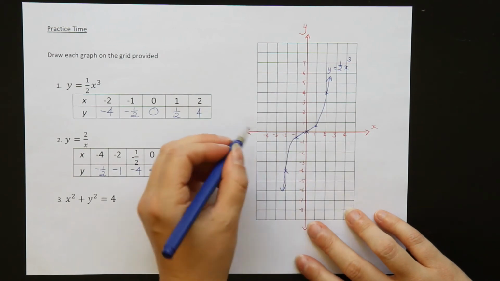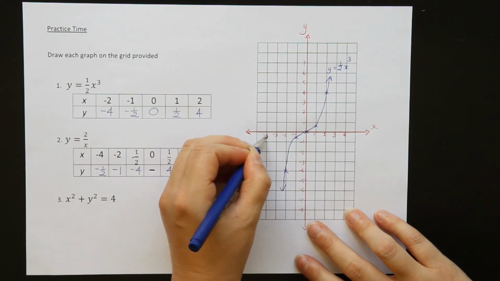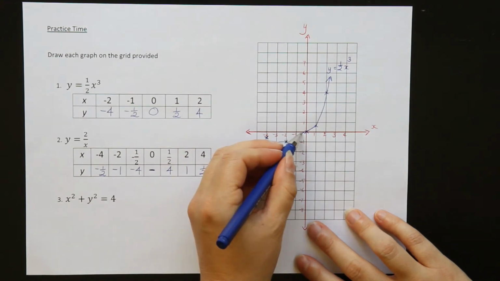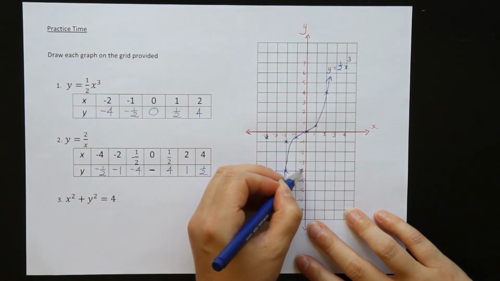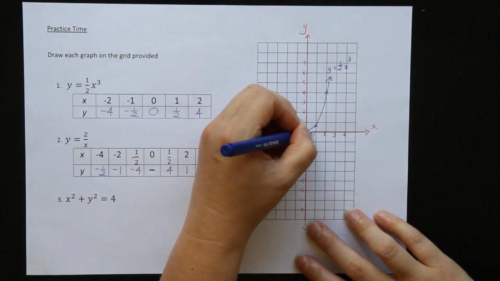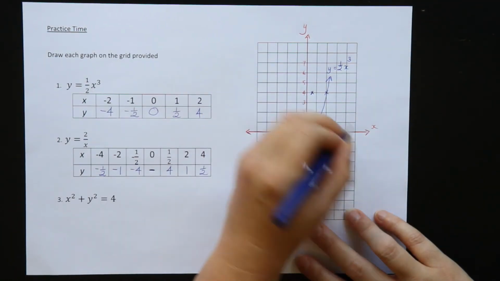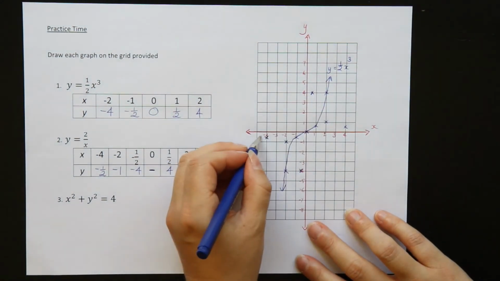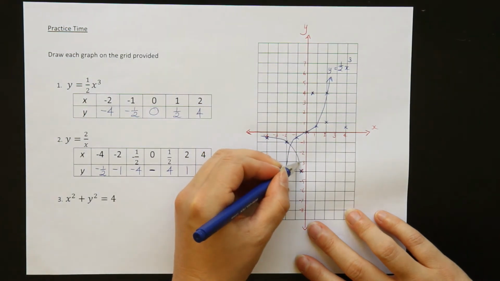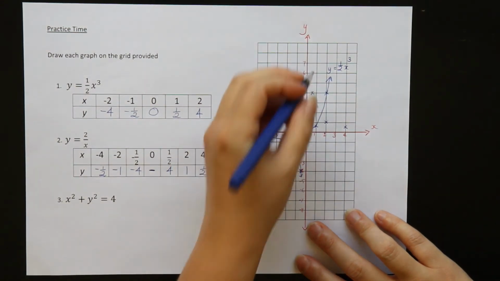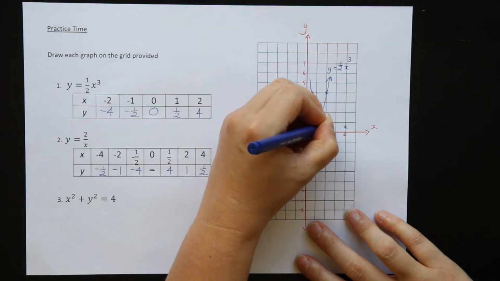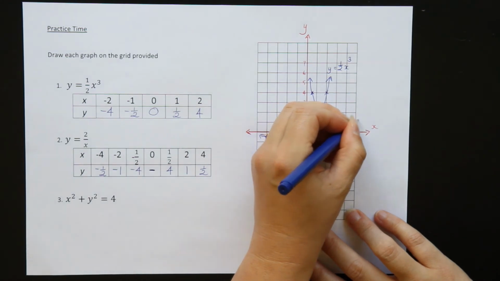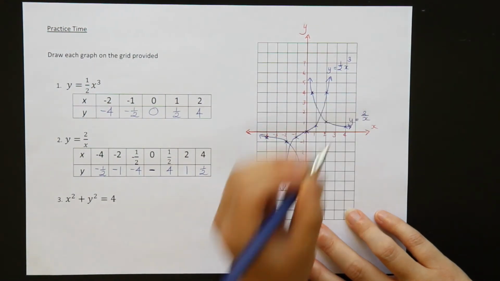So let's plot those points. Negative 4, negative half. Negative 2, negative 1. Negative a half, negative 4. And on the other side, we have half, positive 4. 2, 1, and 4, half. So round like that. And the other half to get y equals 2 over x.